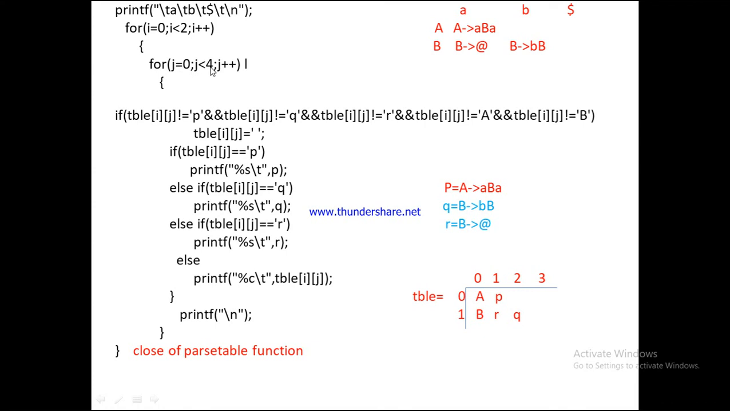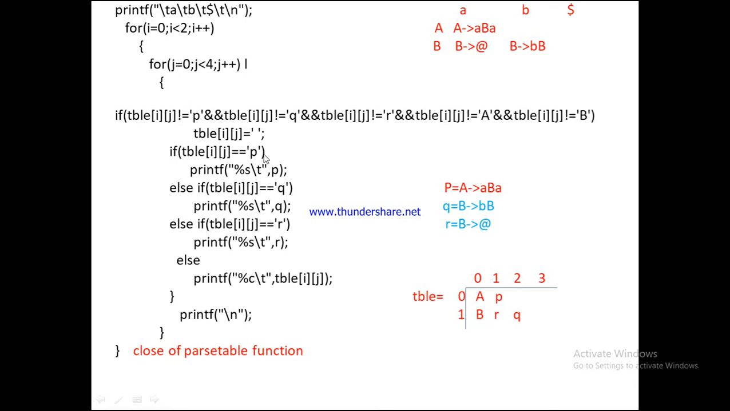So when the j value is incremented by 1, i will be 0 only. So 0 1. What is the table of 0 1? Table of 0 1 is P. Is it not equal to P? No, this condition will become false. Therefore I will not go here.